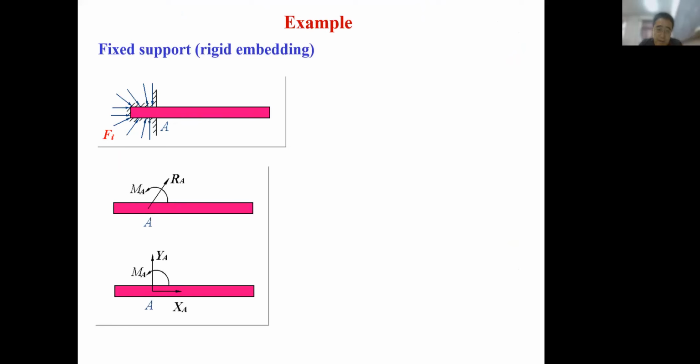So here we talk about the fixed, it's a very common constraint, right? We call that 固定端约束. 固定 means fixed. What does fixed mean? Cannot move.